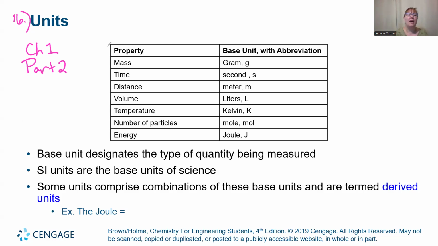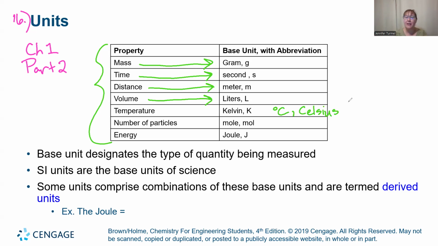Here we have the property and the unit that goes with it. If we're talking about mass, the base unit is the gram. If we're talking about time, the base unit is the second. If we're talking about distance or length, the base unit is the meter. Volume is done in liters. Temperature is in kelvins, but sometimes we'll also use degrees Celsius.